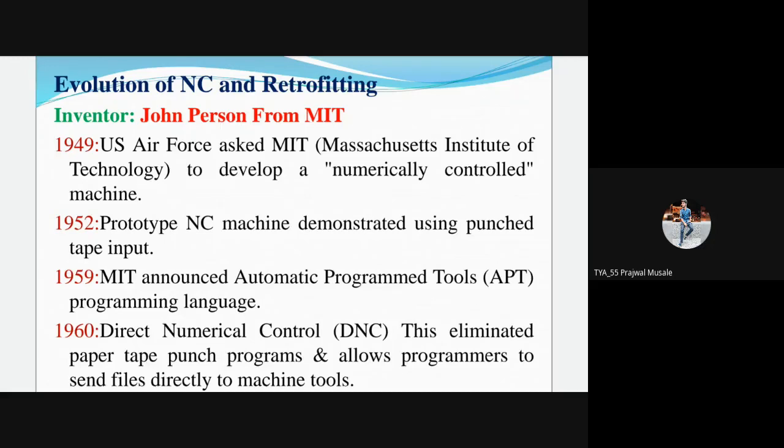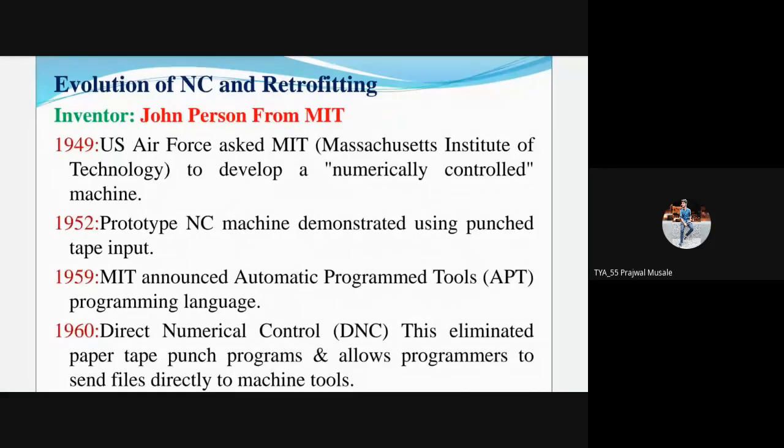The inventor is John Parsons from MIT. The inventor of the NC system is John, from MIT, the Massachusetts Institute of Technology, which is in the United States of America. To develop a numerically controlled machine in 1949. The first NC machine was developed in 1949 in the US by MIT.